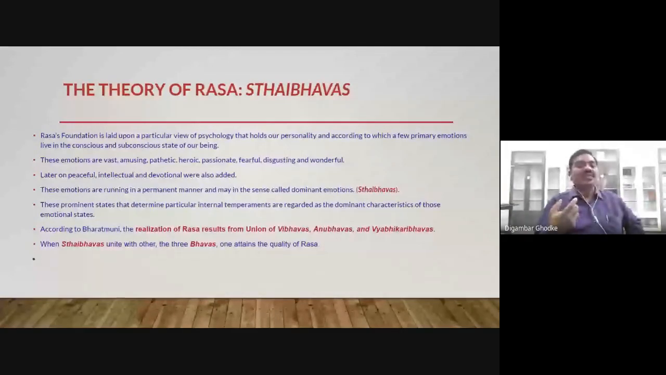Later on, peaceful, intellectual, and devotional were also added to the list. So these emotions are the erotic, comic, pathetic, heroic, furious, fearful, disgusting, and wonderful. At the same time, peaceful, intellectual, and devotional. And they are running in a permanent manner in our subconscious mind and conscious mind. These emotions are present continuously. They are running in a permanent manner.